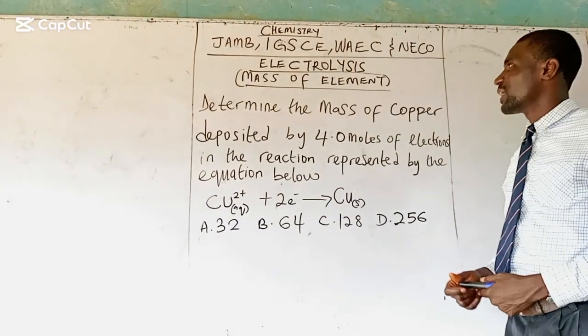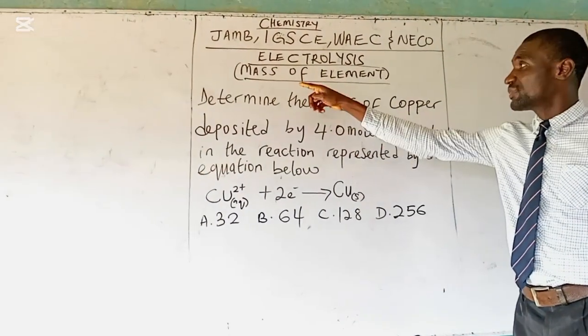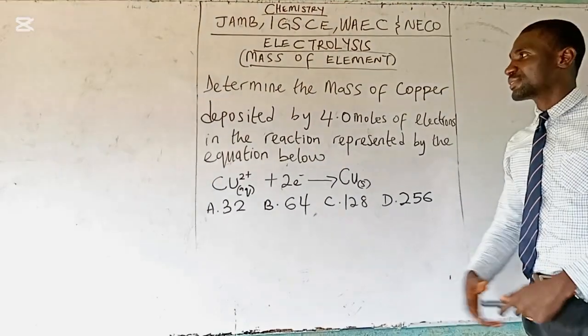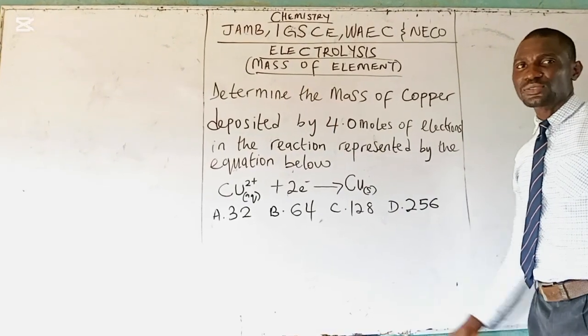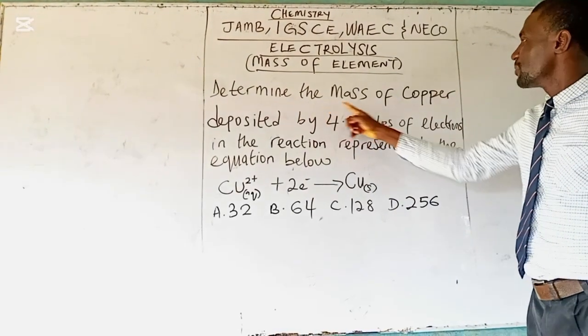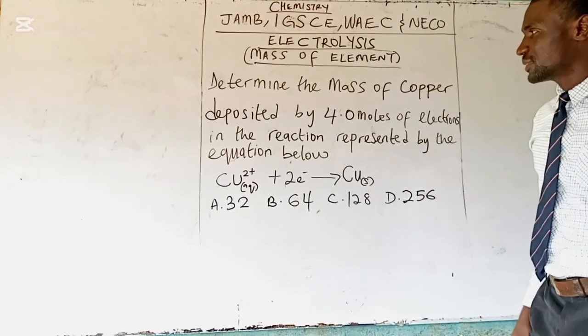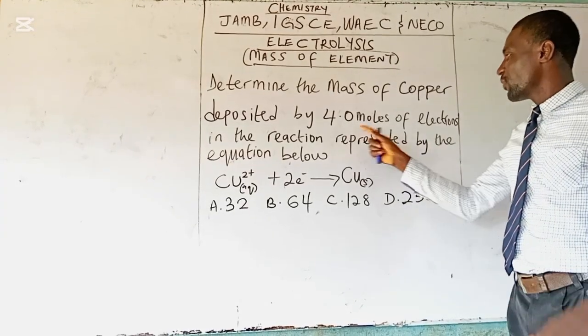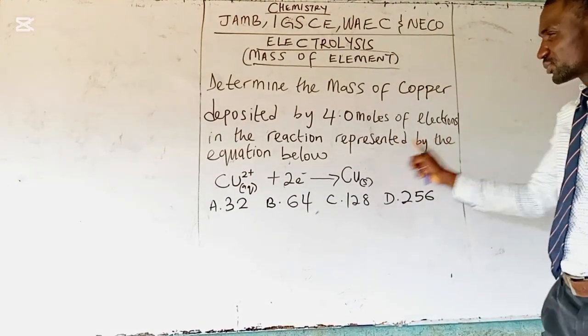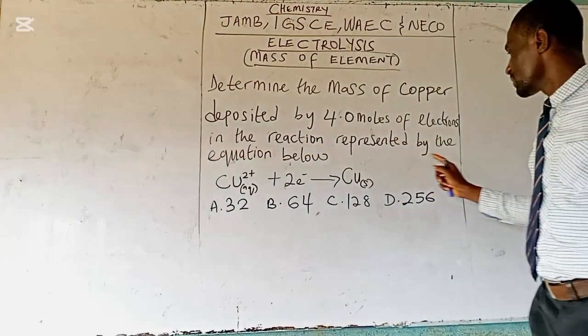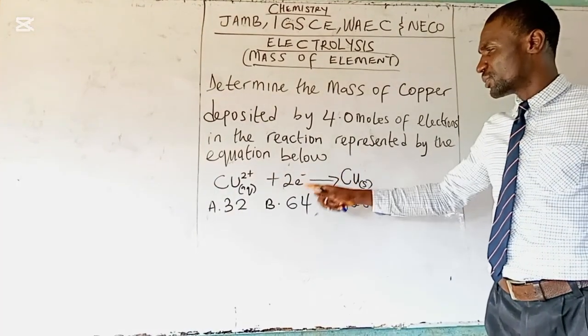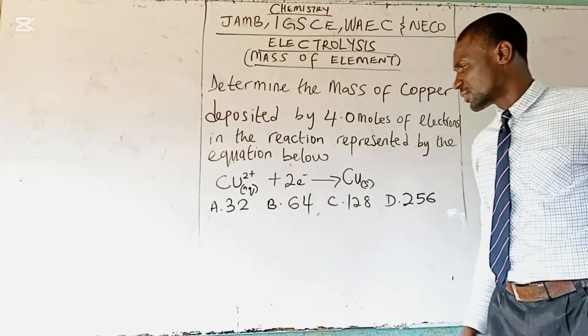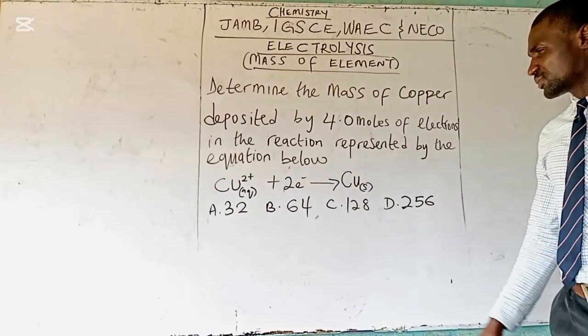We look at electrolysis, specifically mass of elements. Let's look at the question. Determine the mass of copper deposited by 4 moles of electrons in the reaction represented by the equation below. This is the reaction: Cu²⁺ plus 2 electrons.